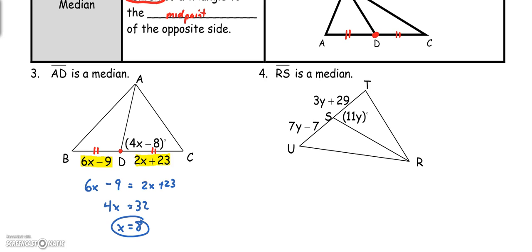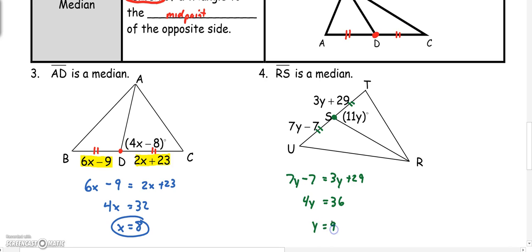In number 4, S is a median. So again, S is my midpoint, which means it's bisecting the side SU and TS. So again, I can set my two segments congruent to each other. 7y minus 7 is equal to 3y plus 29. So I'm going to get my variable to one side and my constant to the other. 4y is equal to 36. Divide by 4, so y is equal to 9.